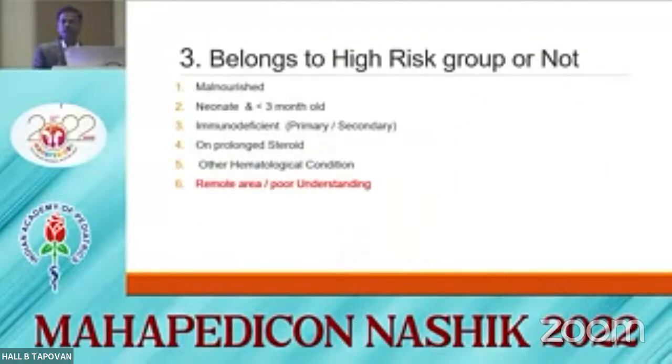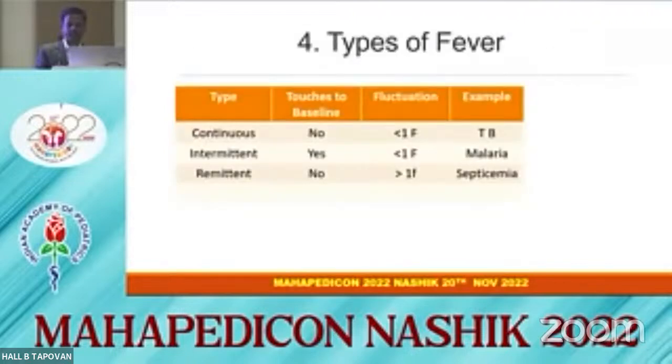Then this is the important step, whether the child belongs to the high risk group or not. Because if the child belongs to the high risk group, then you may be worried and you may investigate early rather than waiting. So what are the high risk groups? They are if the child is malnourished, neonate, immunodeficient, and the last point is if they are from a remote area or they have poor understanding, then you may need to evaluate them early.